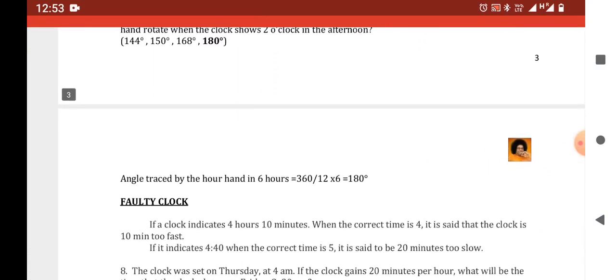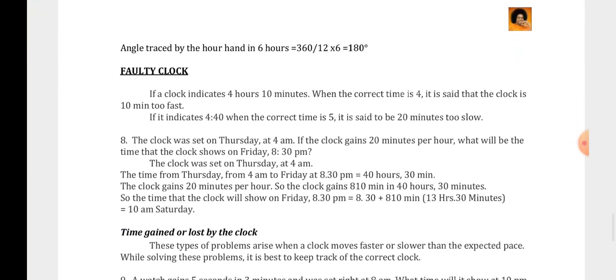Let us see question number 8. It is a faulty clock. Let us see how to solve this problem. If a clock indicates 4 hours 10 minutes when the correct time is 4, it is said that the clock is 10 minutes too fast.